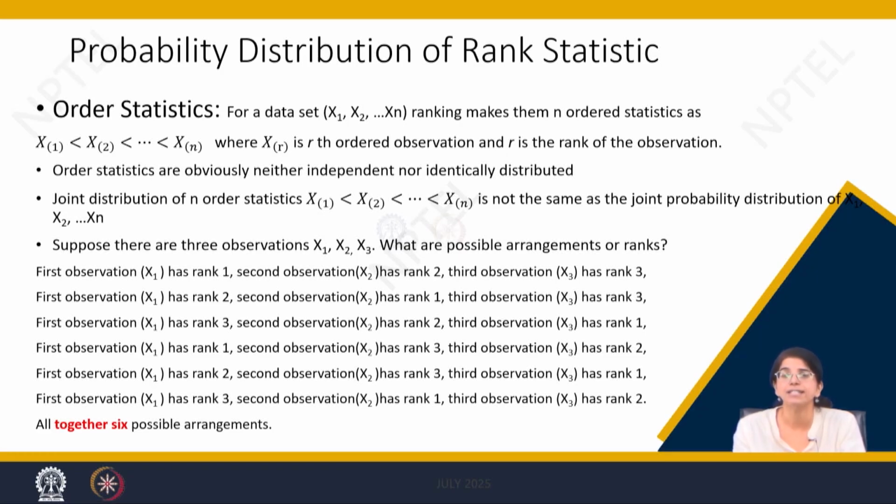So how does this 6 come up? 6 comes up by 3 into 2 into 1. The first place, first rank, can be taken by any of the 3, so 3 ways. The second place, or the second rank, can be taken by the remaining 2, so into 2, and the final one can be taken by 1, so into 1. This is a clear-cut case of combinatorics. I am not going into the details of permutation and combination; I am just trying to give you a very basic idea.